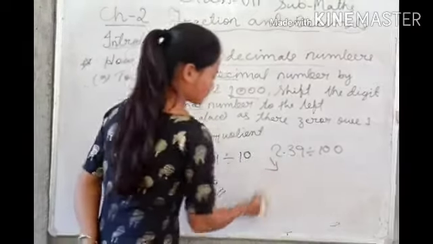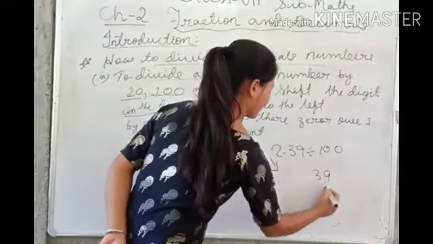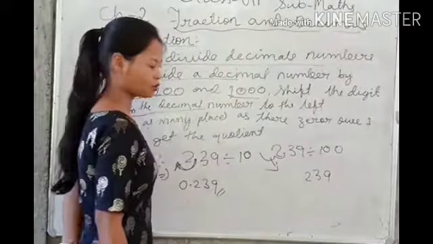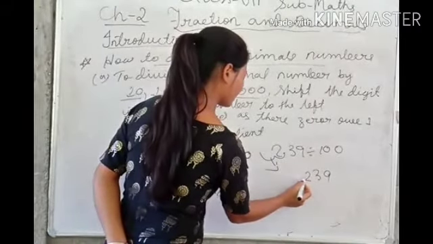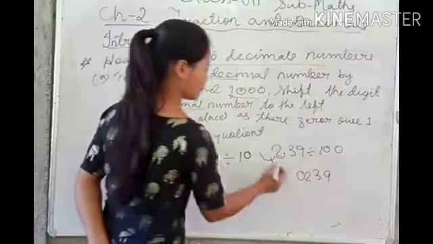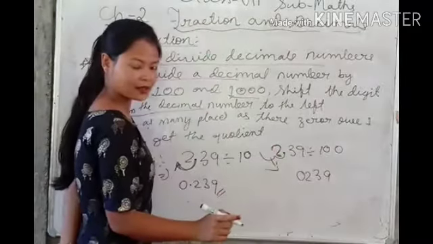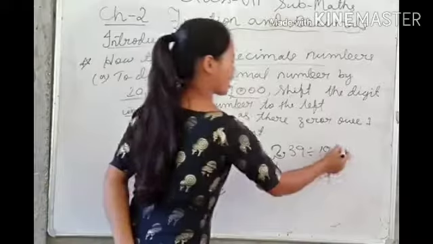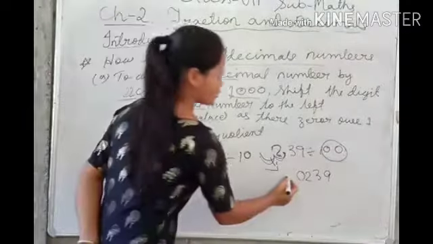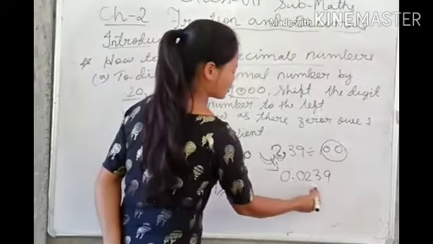Now for this, how many zeros are there? 2 zeros, isn't it? So 2.39. Now this point will jump 2 times. How many times? 2 times. So it will jump here 1 time. So one more you have to add what? You have to add 0. Because here before this decimal on the left side only one digit is there. But how many zeros do we have? 2. That is why this point will jump 2 times. So you have to add 1 zero. So your answer will be 0.0239.